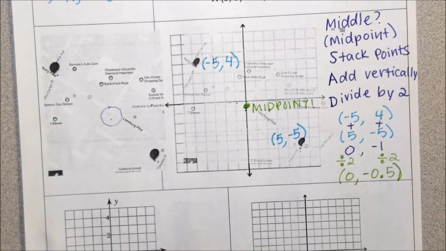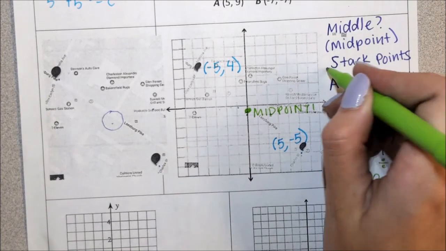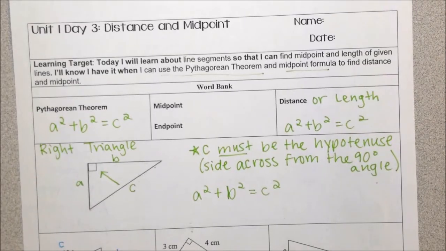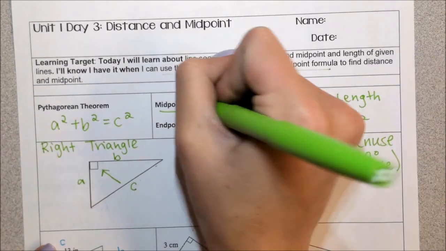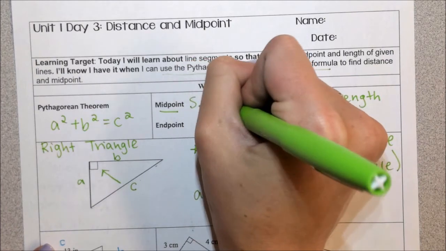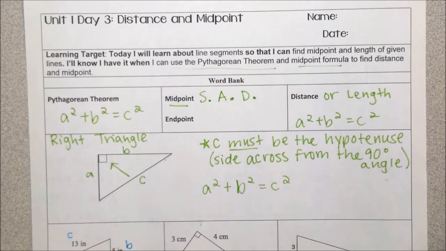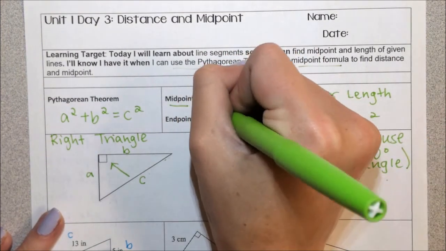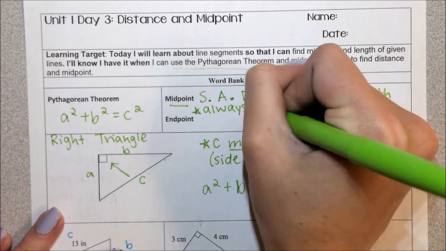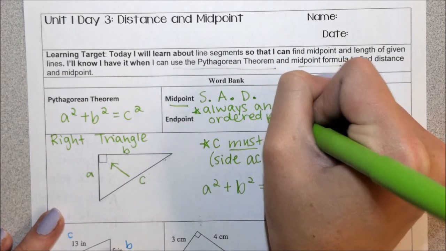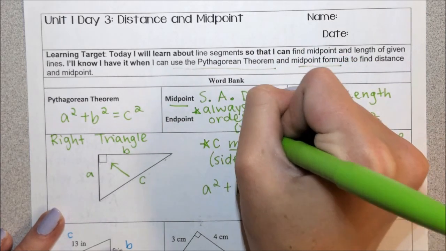So the last thing I want us to add is just this formula, stack, add, divide, on the front of our paper. So go ahead and flip it to the front. And we see that midpoint, we want to think of stack, add, divide. So that is going to be how we remember it. And a midpoint is always an ordered pair. So distance, you're going to end up with a number. Midpoint, you end up with an ordered pair. So like x comma y.